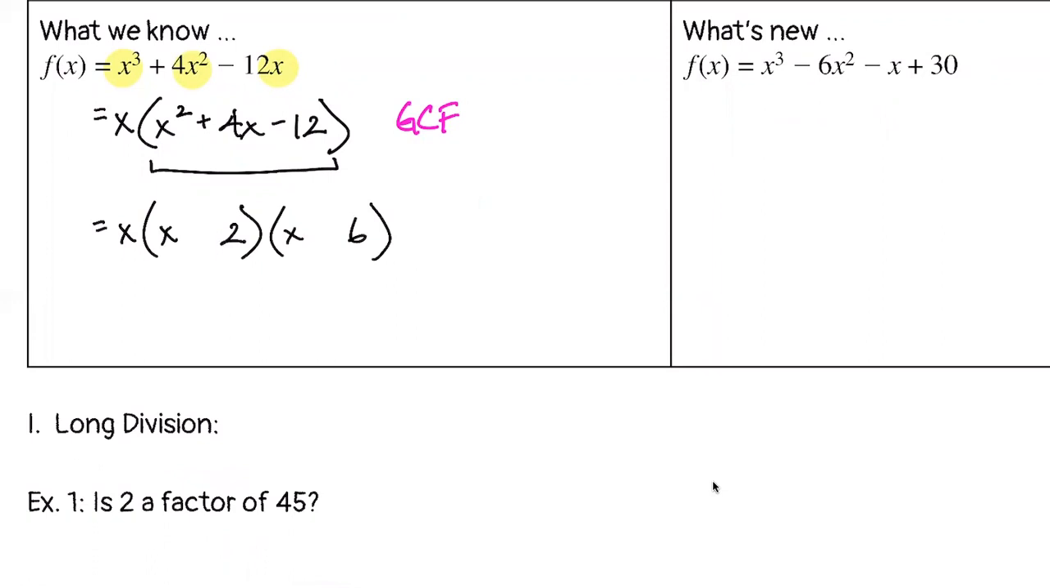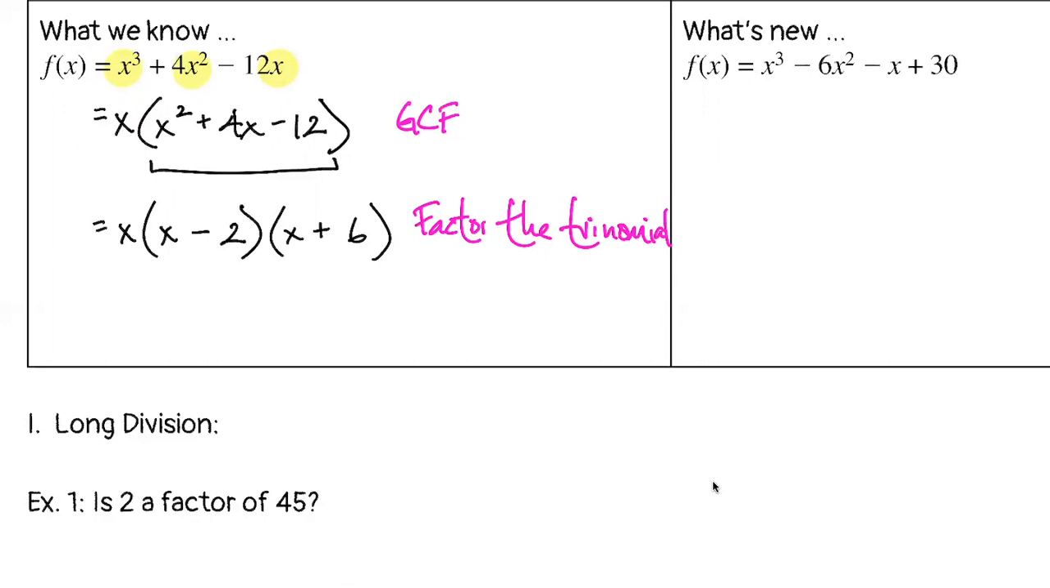2 times 6 gives me 12, and I can subtract them to get a positive 4. Now that does mean that the 6 is going to be positive, and the 2 is going to be negative, so that I get 6x minus 2x gives me 4x, okay? So we did the GCF, and then we did factoring the trinomial.